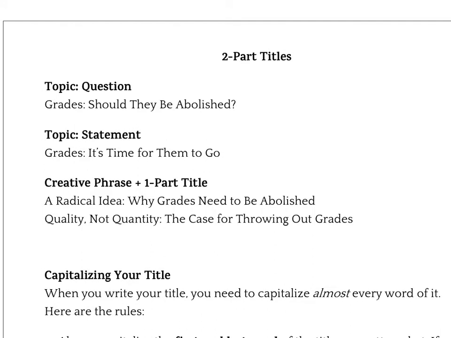Another way that you can do it is called a 2-part title. So you'll notice here they have a colon. Okay. So we've got things like grades, should they be abolished? It's a question. Or we've got grades, it's time for them to go. Okay. Or we've got kind of a creative phrase plus a 1-part title. The radical idea, colon, why grades need to be abolished, quality, not quantity, colon, the case for throwing out grades. So they gave us 2 different examples here, not to be confused that there's one of them.